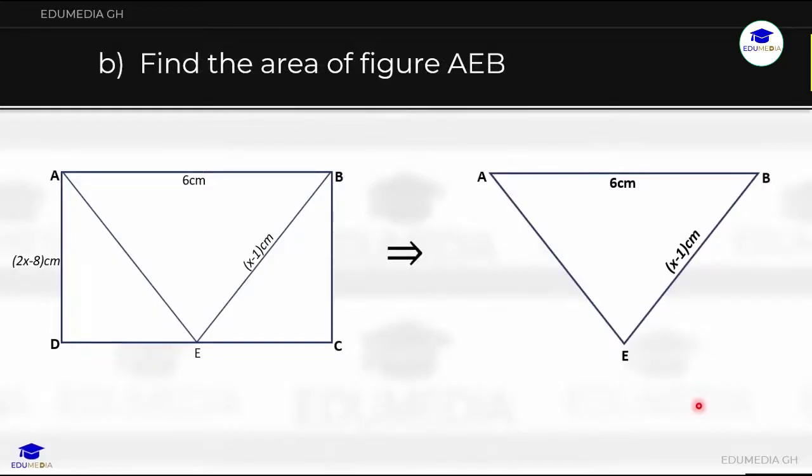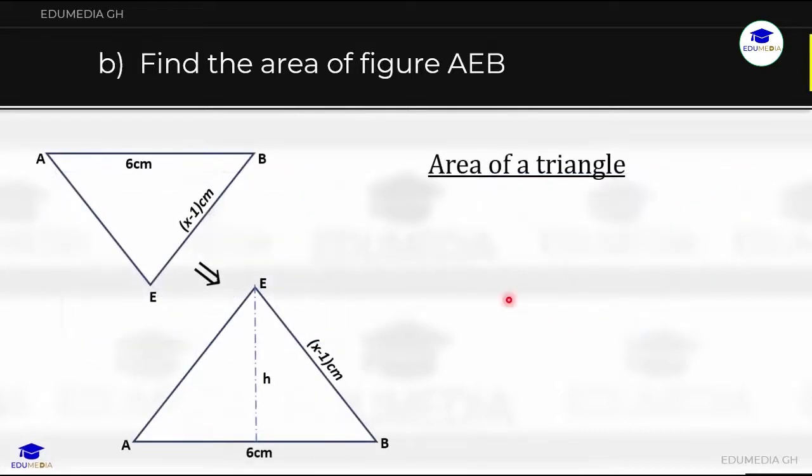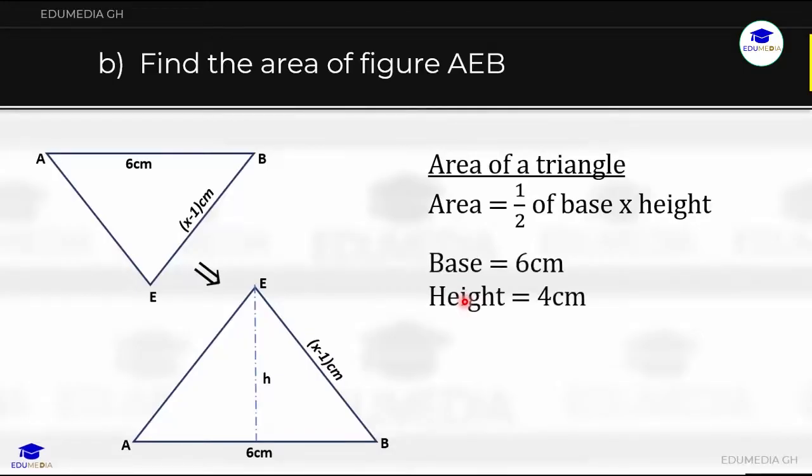The next question is for us to find the area of figure AEB. Taking the figure AEB out, this is what we have. Now remember also that this line here is x minus 1, and this line is 6 centimeters. So this is a triangle, and to find the area of a triangle, we use the formula half of the base times height. Where is the base? The base is the 6 centimeters. So when we flip this correctly, we have the base at 6 centimeters. So half of this base times height, and the height is here. Now remember that the height is 4 centimeters.